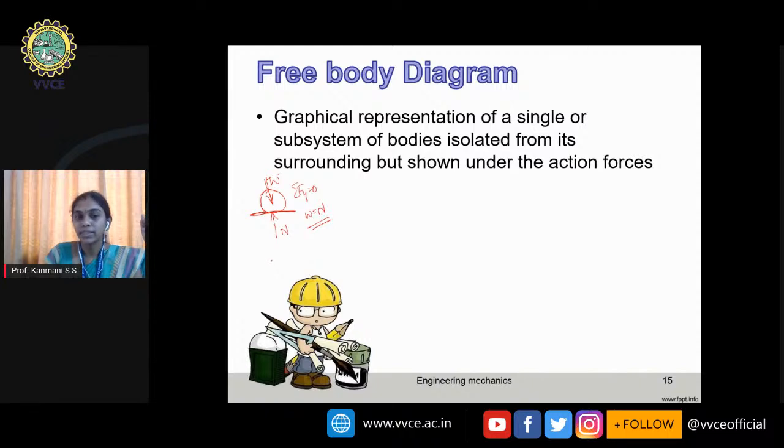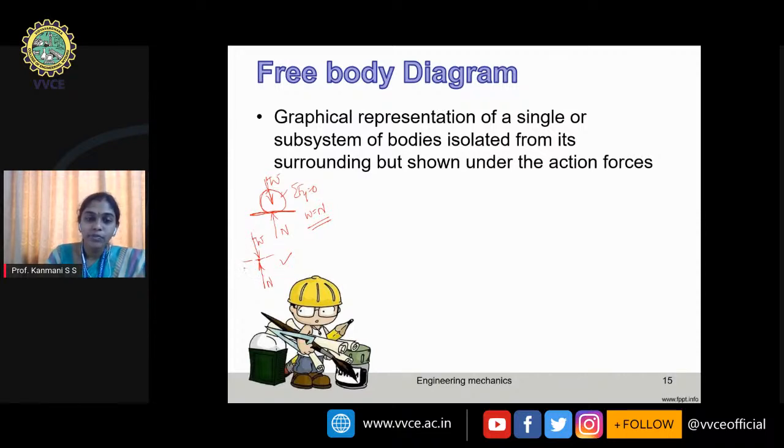So how to represent this? When you represent this, you're not going to draw the surroundings, that is, the ball. When you analyze a problem, all you do is mark that point where both the forces are meeting, and draw the bottom force, the normal reaction, and the top force, that is the weight. Only these things you are going to draw. This is a graphical representation of a system or subsystem. Here I have taken the total system, where only two forces are acting.